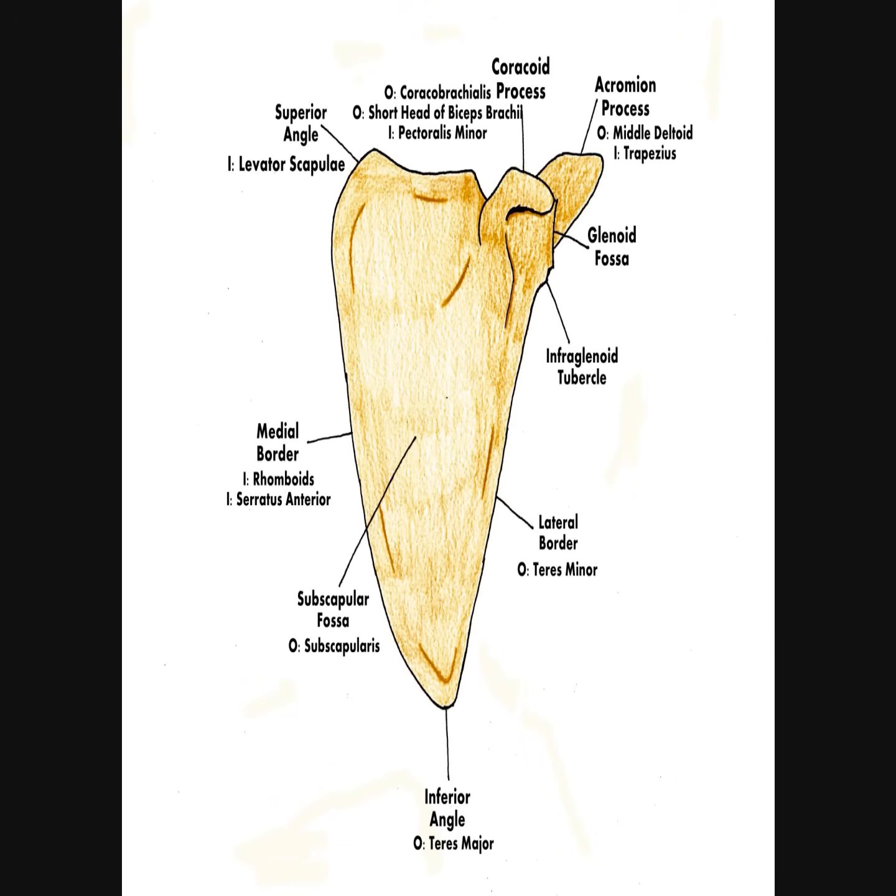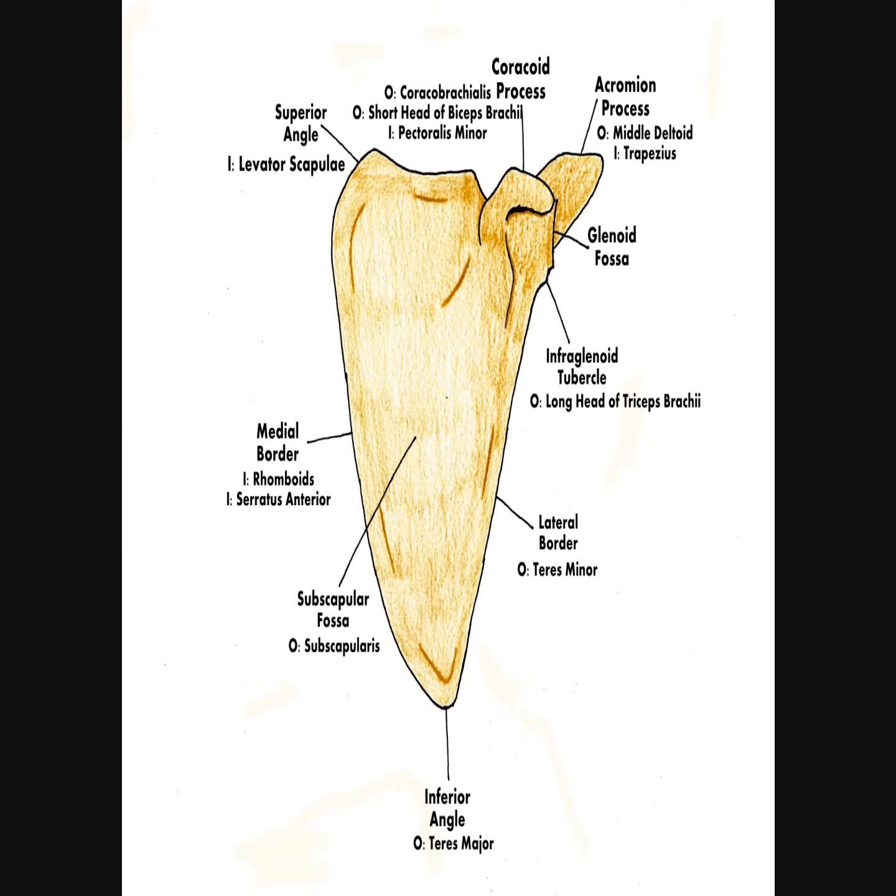Okay, we have one muscle that originates here. This muscle is responsible for extension of the shoulder and extension of the elbow. This muscle has 3 heads, and this is the only head of that muscle that you will ever need to know. The muscle that originates on the infraglenoid tubercle is the long head of the triceps brachii.